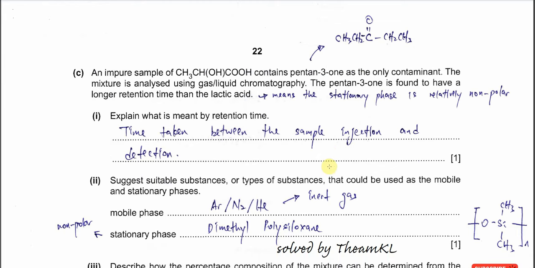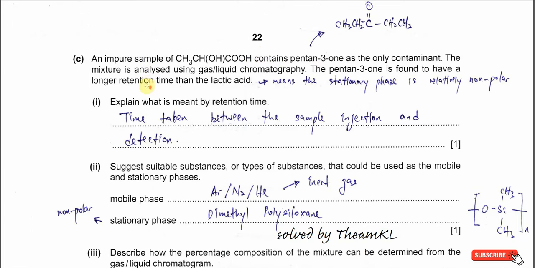Part C. An impure sample of this lactic acid contains pentan-3-one. So this is the ketone, which looks like this one. And this one is the only contaminant, means the sample has these two compounds only. The mixture is analyzed using gas liquid chromatography, the GC. And this pentanone is found to have a longer retention time. This is a very important piece of information. Because when they say longer retention time, it means this pentanone can interact better with the column, so it will stay longer.